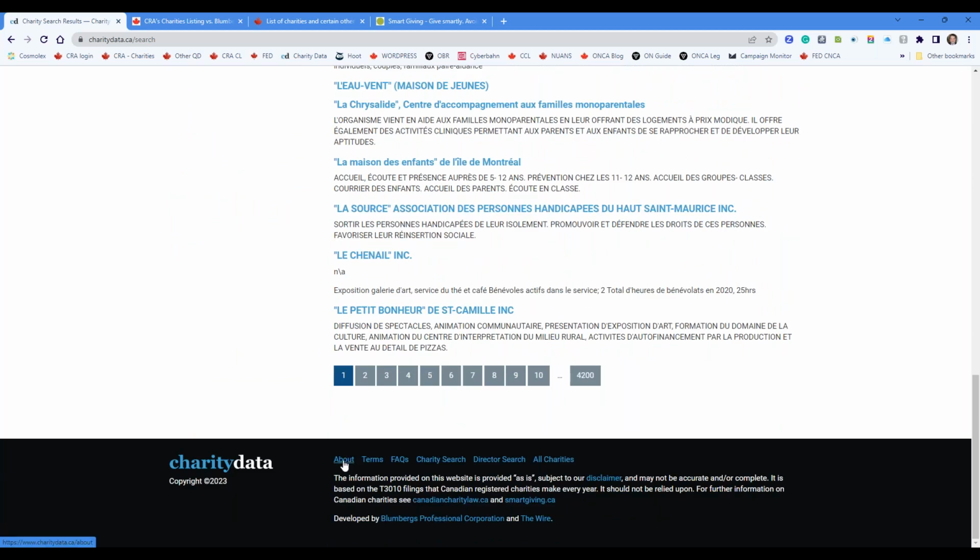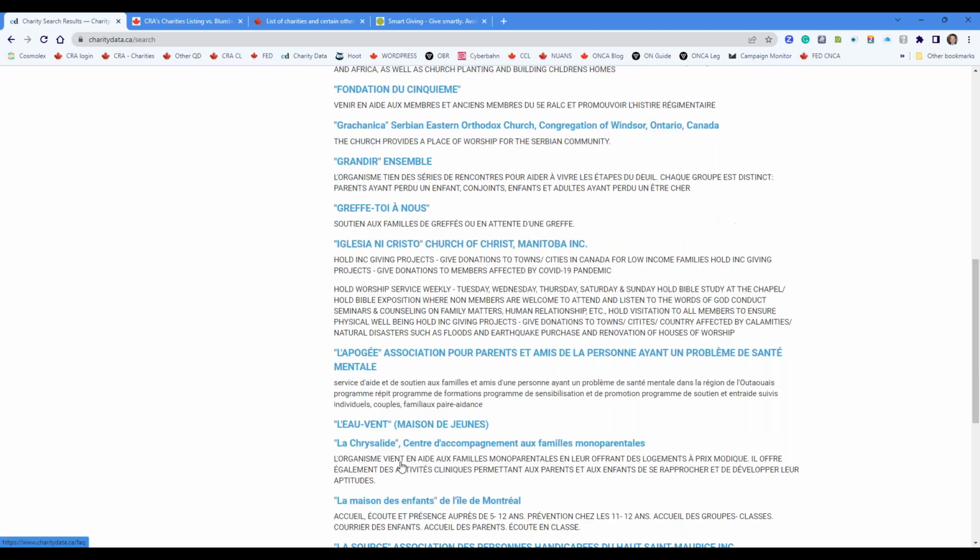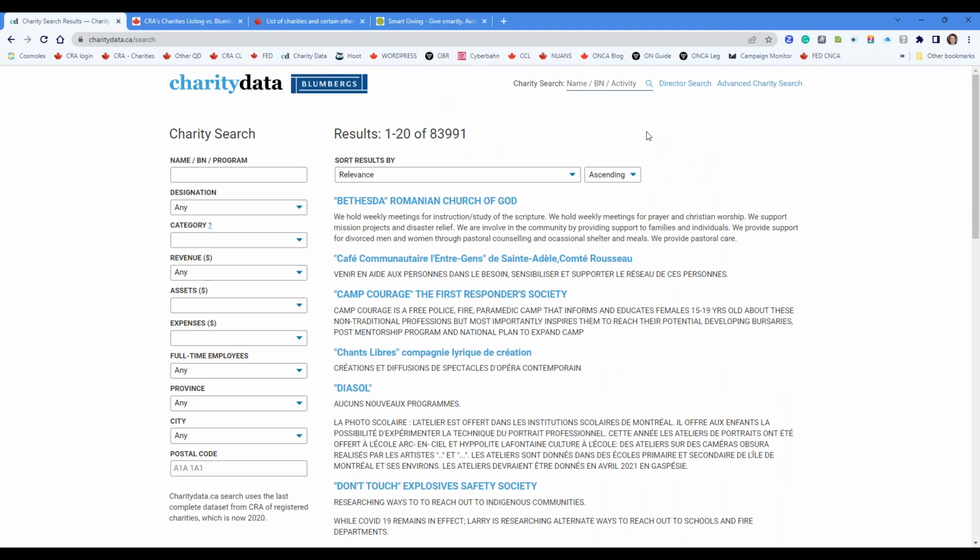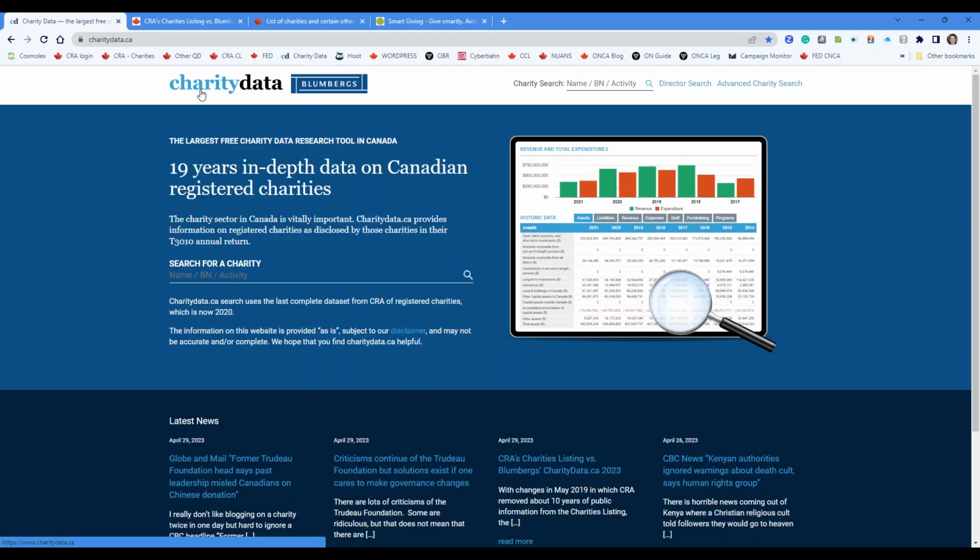I'll also point out that we have an about section which talks more about it. We have terms, obviously, and descriptors and other things which are important to understand and read. We have frequently asked questions as well, about 30 of them, that go into lots of detail about things that people are wondering about this website. Anyway, hopefully you'll get some use out of Charity Data.